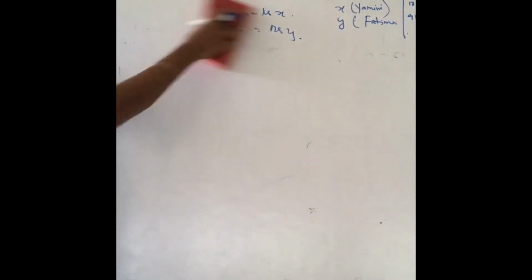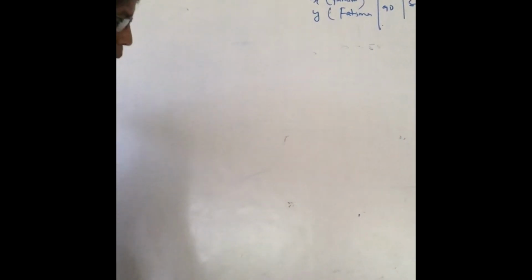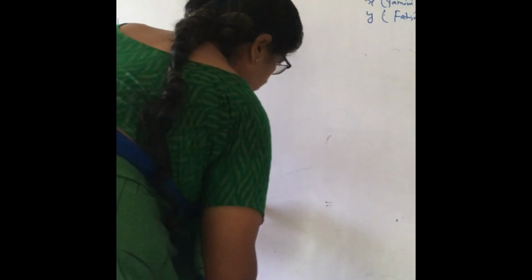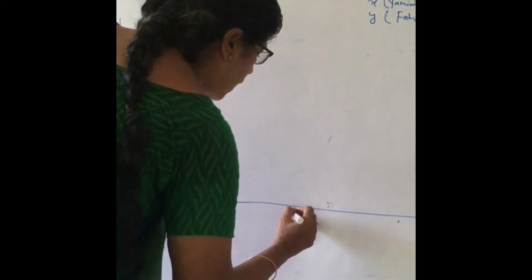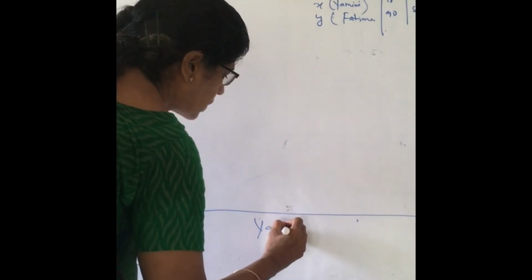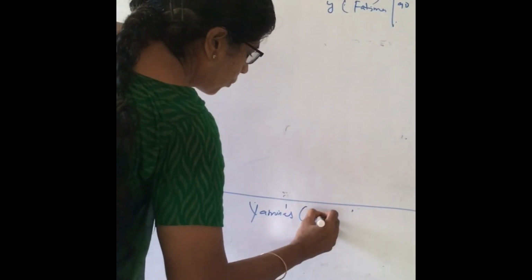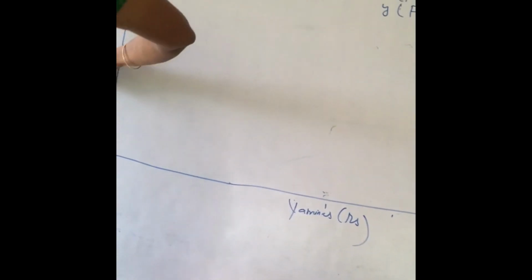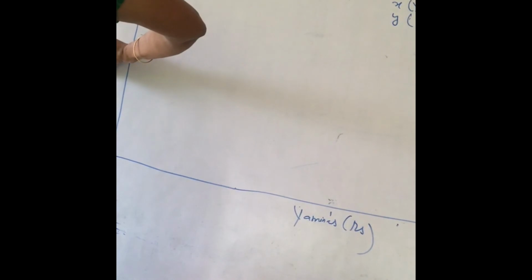There is no need of dividing the page, children. Why? Because both are positive quantities. Yamini's money is in rupees. And Fatima also, collection means money in rupees, children.